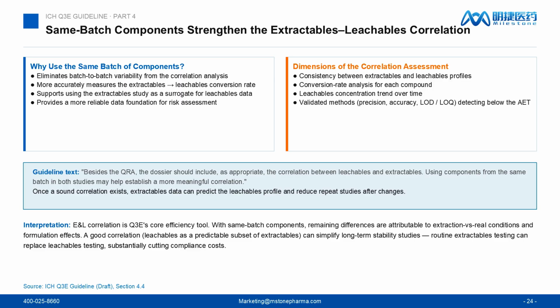The key technical trick is beautifully simple. Use components from the same batch in both studies. Why? Because batch-to-batch material variability would otherwise contaminate your comparison. If the extractables and leachables profiles differ, you want to know the difference comes from extraction versus real conditions and formulation effects, not from the fact that you happen to test 2 different batches of rubber. The correlation itself is assessed along 3 dimensions: profile consistency, do the same compounds appear in both, conversion rates, what fraction of each extractable actually leaches, and time trends, how leachables levels evolve. Build this once, build it well, and it pays dividends for the entire product life.